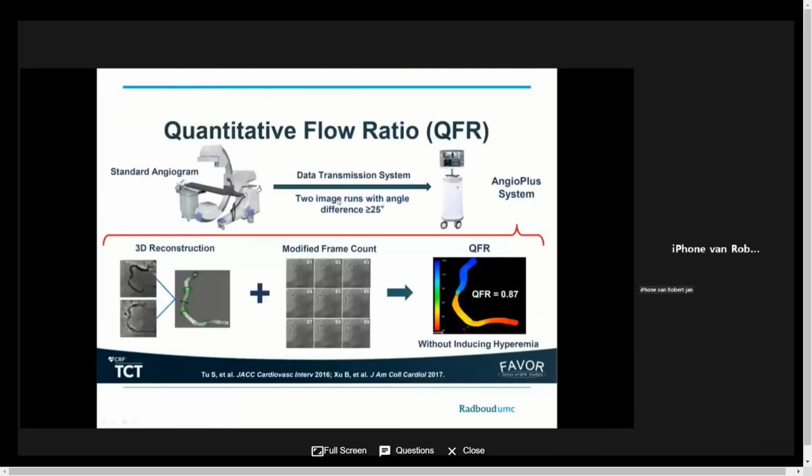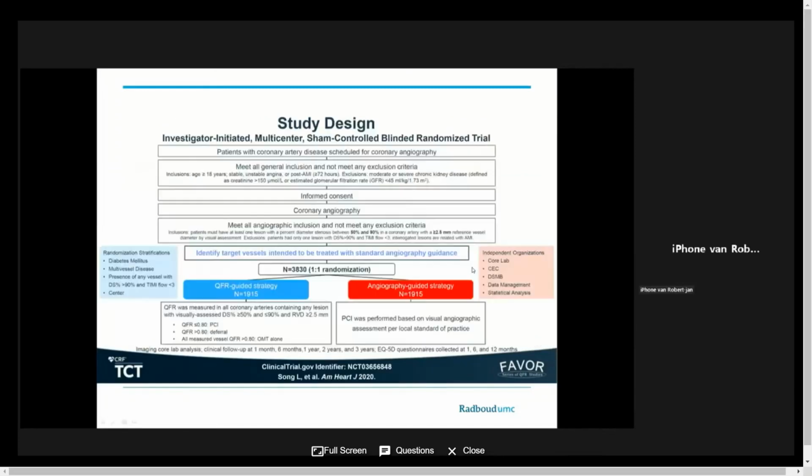And look at that. They do that with the same 3D reconstruction of the vessel, using a frame count, and quantify a QFR based on angiography only, not using an OCT, but just using the angiography system. And what was really interesting too, they compared the QFR-guided strategy with an angiography-guided strategy, but typical for China, almost 4,000 patients in a very short time.